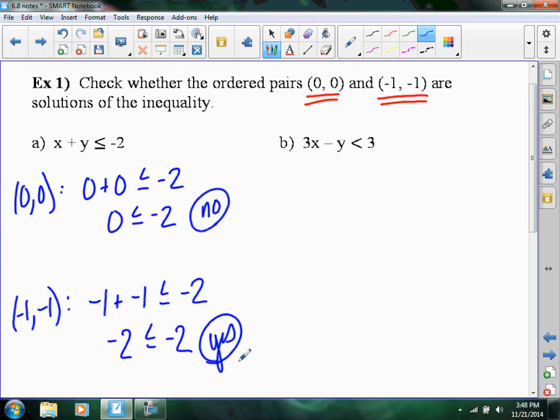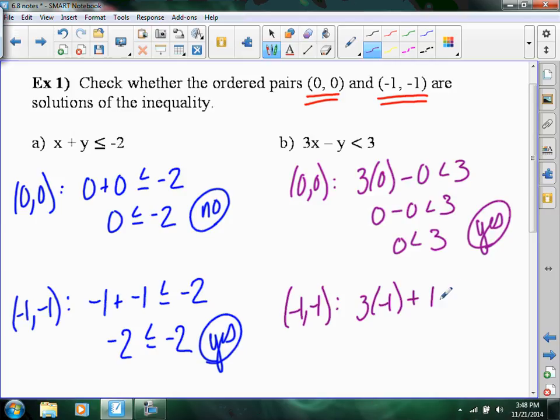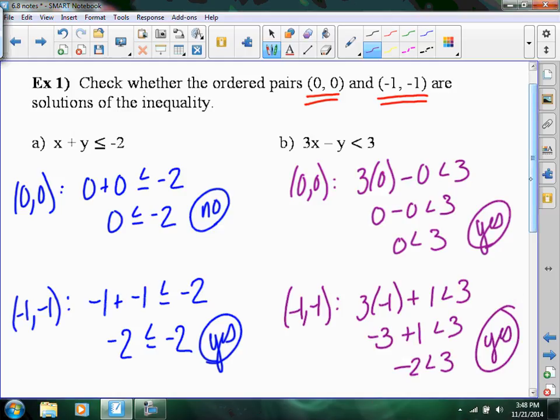For part B, we have to try (0, 0) in a different inequality now. So 3 times 0 minus 0 is less than 3. So that's 0 minus 0 is less than 3. So 0 is less than 3. Yes, that's a true statement. And then (-1, -1). 3 times -1 minus a -1 is plus 1. It's less than 3. So that's -3 plus 1 is less than 3. So that's -2 is less than 3. Yes, that's a solution.